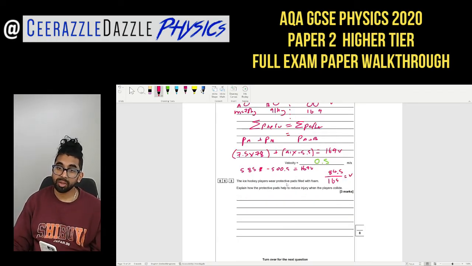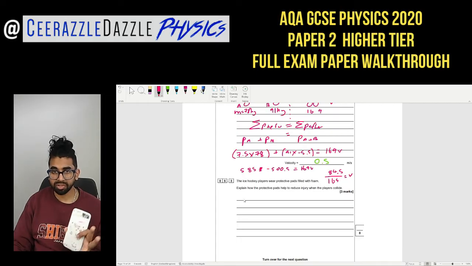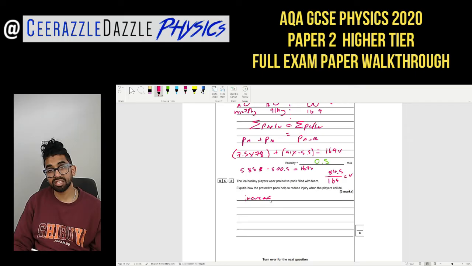5.3. The ice hockey player wears protective pads filled with foam. Explain how the protective pads help to reduce injury when the players collide. Well, what is the whole purpose of the pad? Number one, it increases the impact time. And therefore the force experienced decreases.